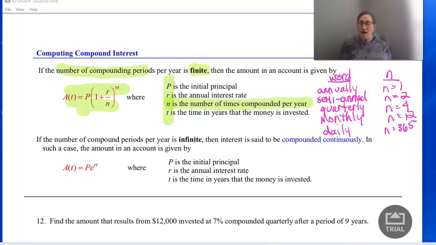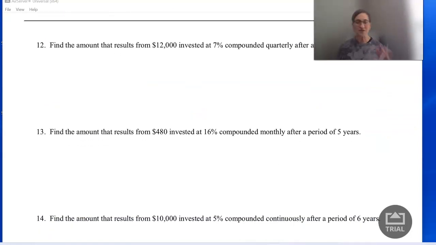So when your interest is compounded continuously, that is when you're going to use this second formula. And it'll have that word. It'll say your interest is compounded continuously. And that's your clue that you need to use this second formula. Okay, so how does this work? Let's just go ahead and do an example here.